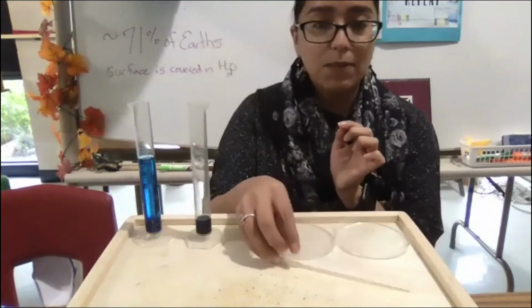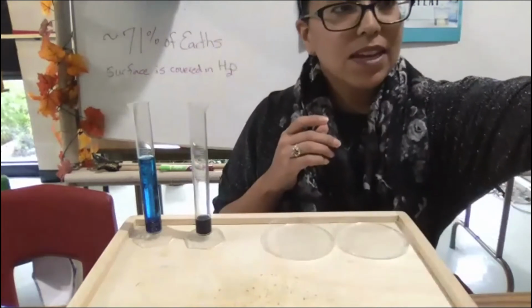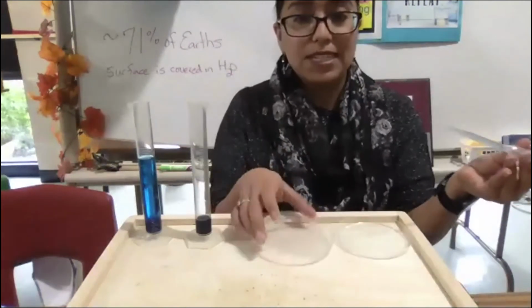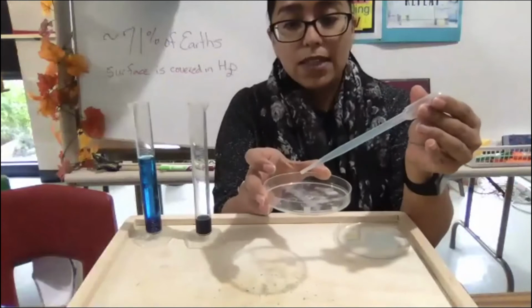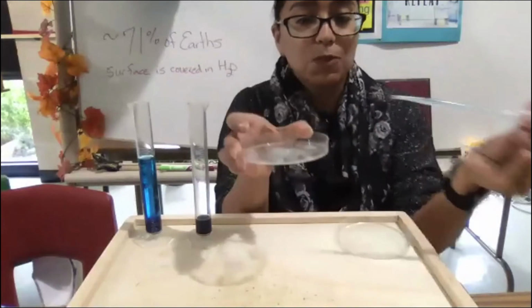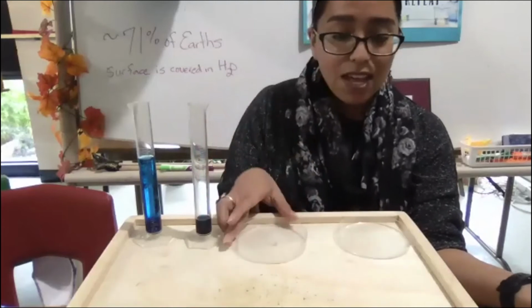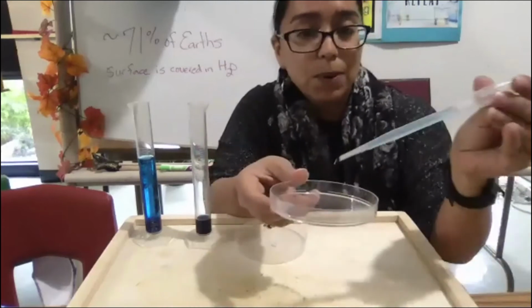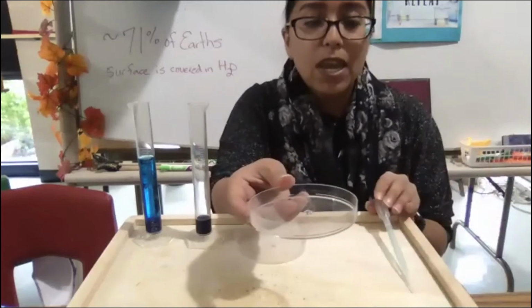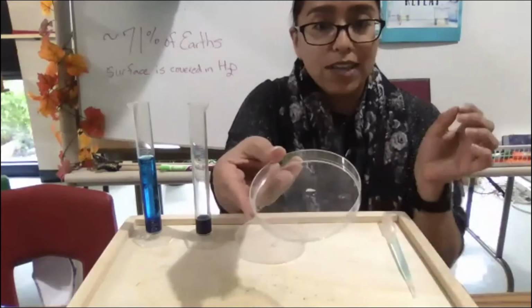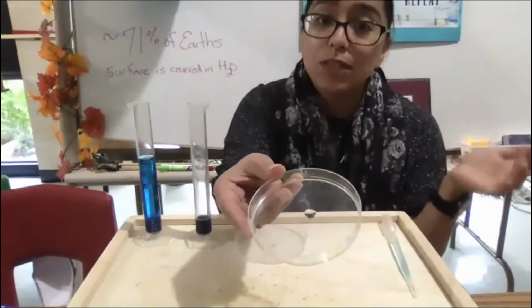Then I'm going to take my little eyedropper here, and I'm going to put 2 drops inside our little petri dish. And these 2 little drops represent the amount of surface water. So that's not a lot. And then in my next petri dish, I'm going to put 1 drop of water, and that's going to represent the amount of water that is in the atmosphere and also within our soil.